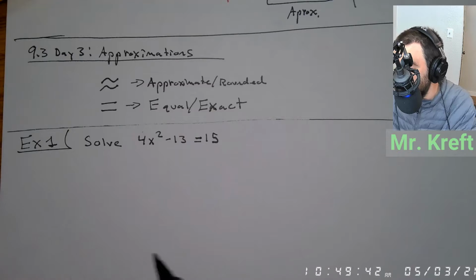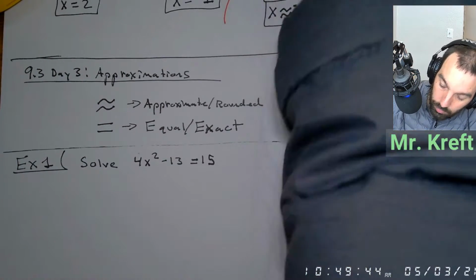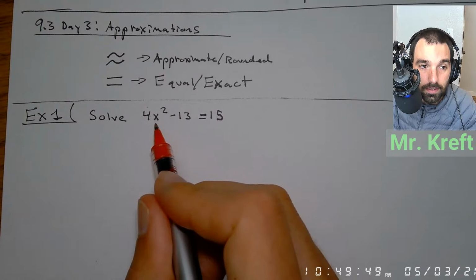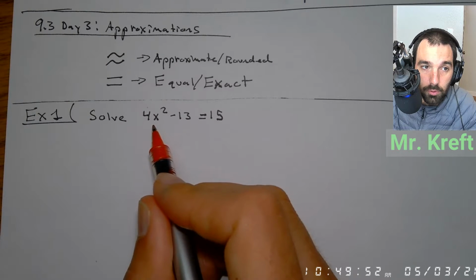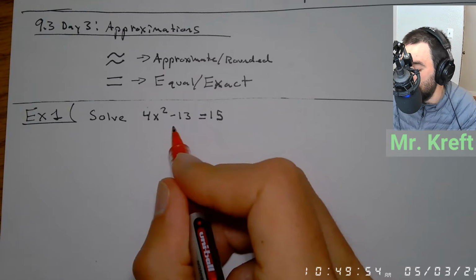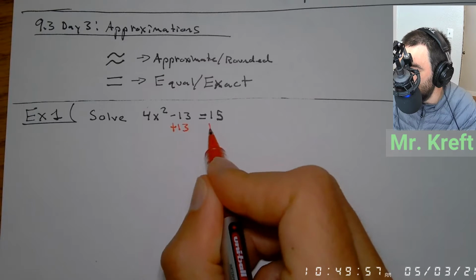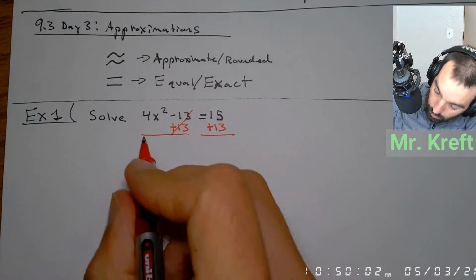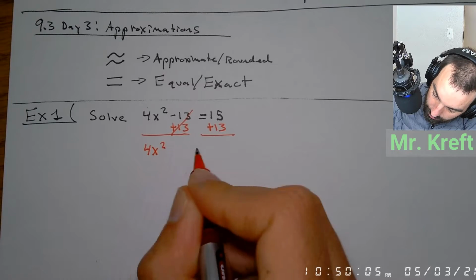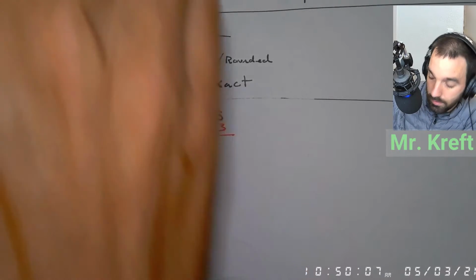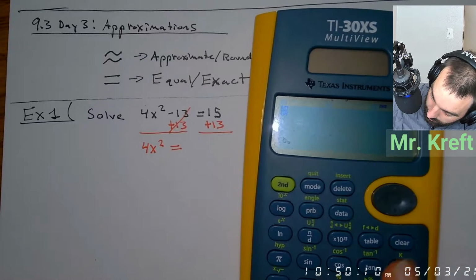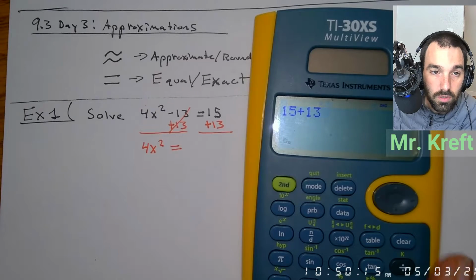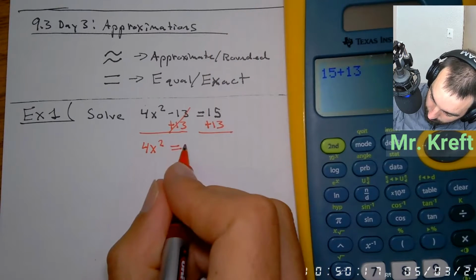To do this, the first thing we always want to do is isolate the term that has what I'm solving for. But right now there's this other term here, this minus 13. So I'm going to do the opposite of that. I'm going to add 13 to both sides. When I do that, I get 4x squared equals, and if you can't do things quickly in your head, that's why we have a calculator to do arithmetic for us. So 15 plus 13 is 28.